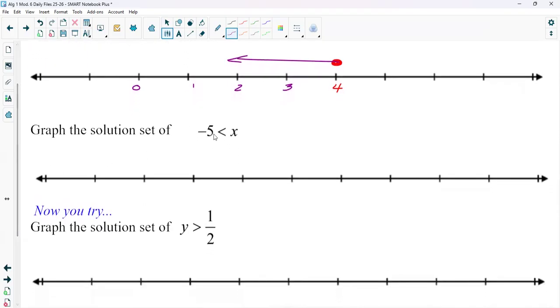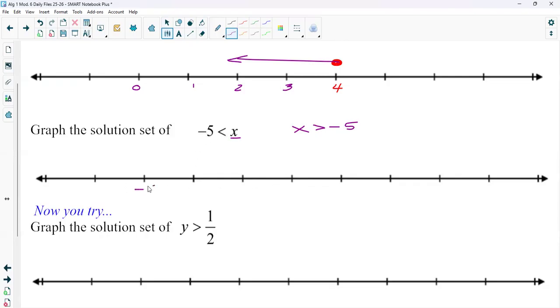For our next one, we have -5 is less than x. One thing I'm always going to recommend is to read it from the variable. In this case, we have x. The inequality opens towards the x, and we have -5. So we have x is greater than -5. I always recommend putting our variable on the left side, but more importantly, make sure we're reading from the variable. x is greater than -5.